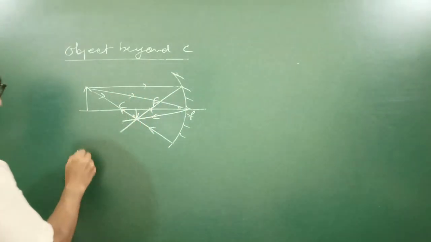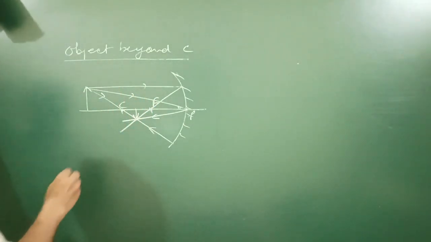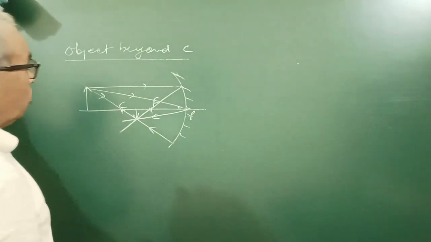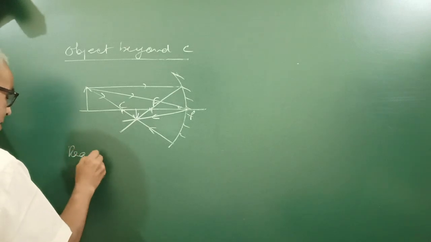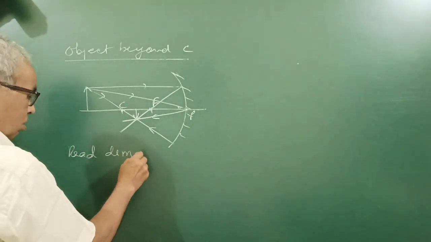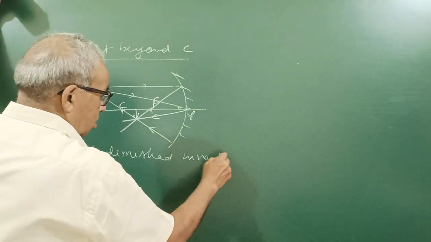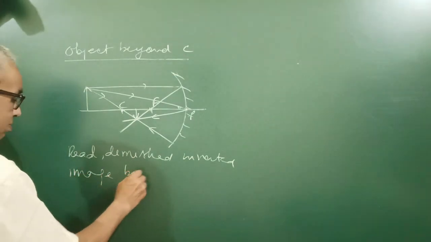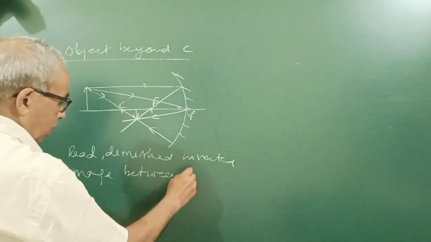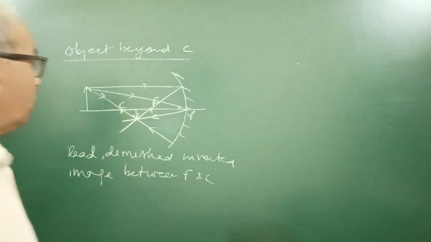But I don't take this while doing it. So you can use only 2 rays for your convenience. So object is beyond C, so image is real, diminished, inverted image between F and C. Focus और center के बीच बनेगा.